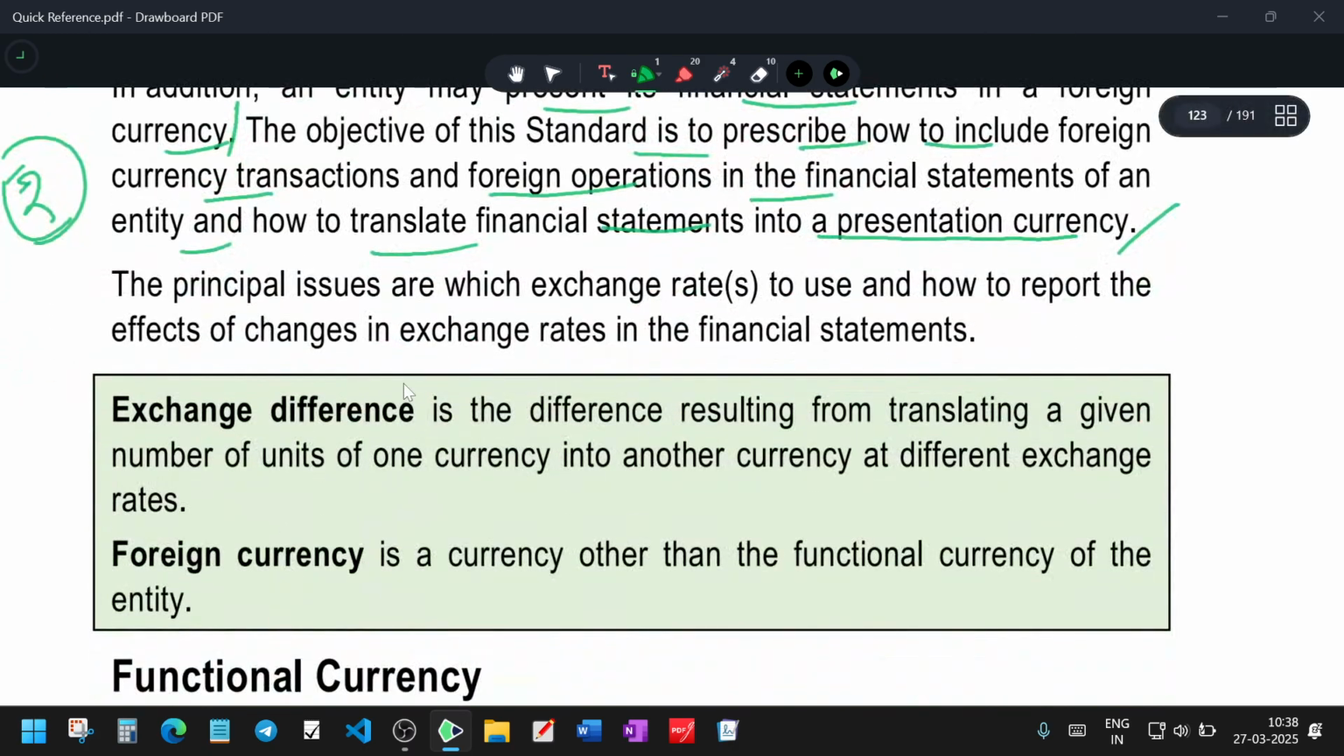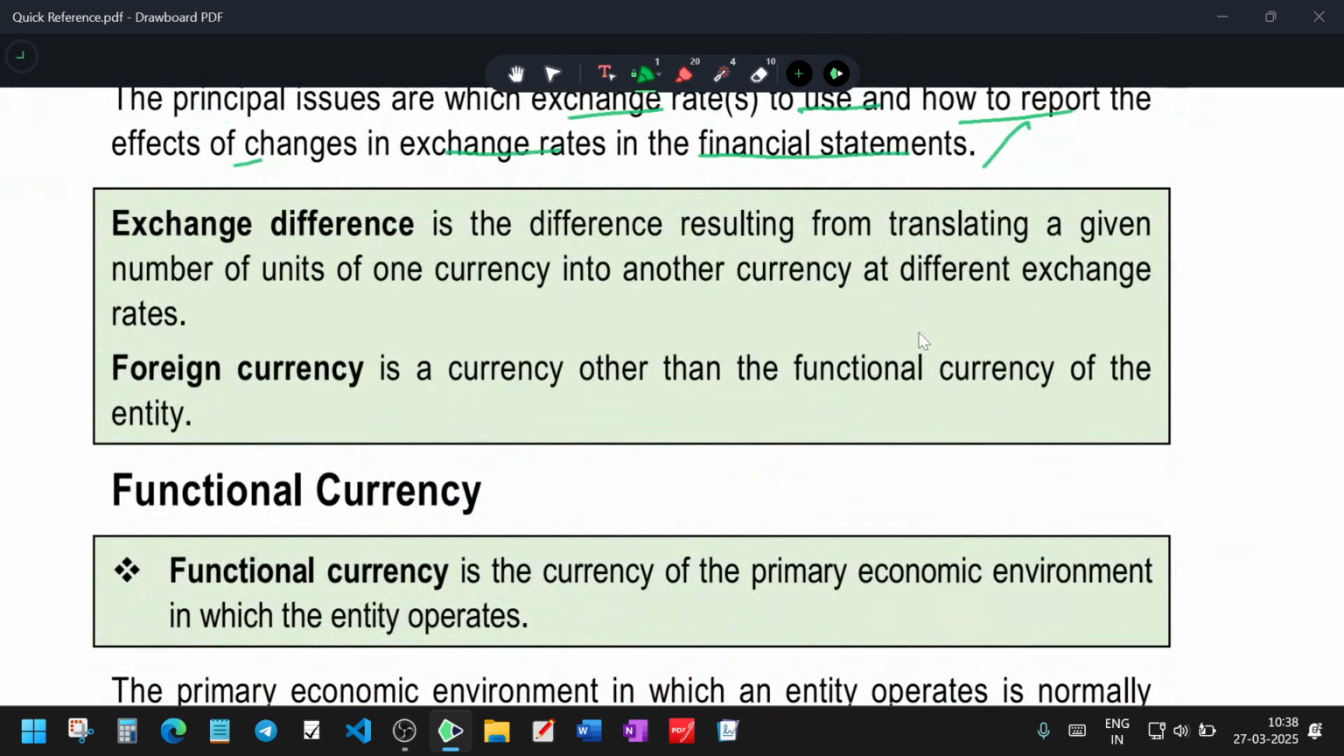The principal issue is which exchange rates to use and how to report the effect of changes in exchange rates in the financial statements. So mostly there are some issues, and those issues are being set here. What are the issues? Exchange difference and foreign currency. Exchange difference is a difference resulting from translating a given number of units of one currency into another currency at different exchange rates.